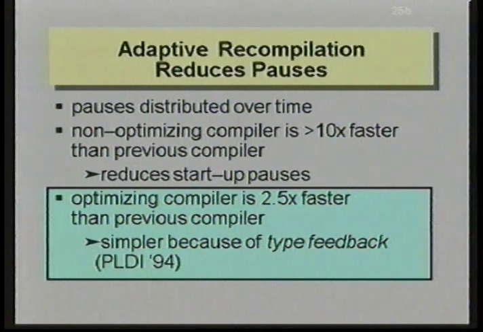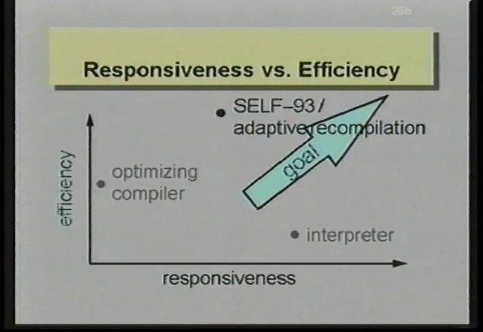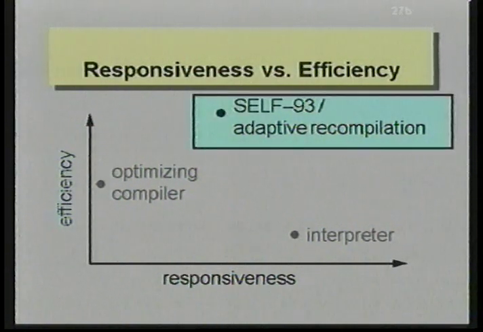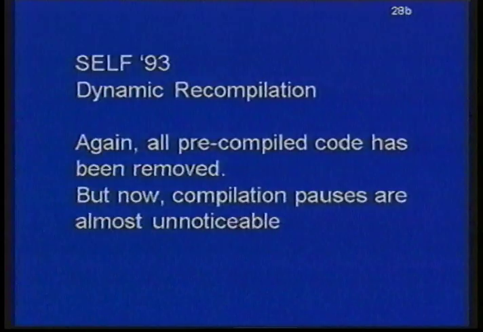Now, to go back to our original goal, we wanted to be in that upper right-hand corner of this graph and have both responsiveness and efficiency. The PLDI paper I talked about demonstrates that our efficiency is as good and, in fact, about 50% better than the efficiency of the previous system. And in the next segment, I'm going to show you that our responsiveness is almost as good as that of an interpreter.